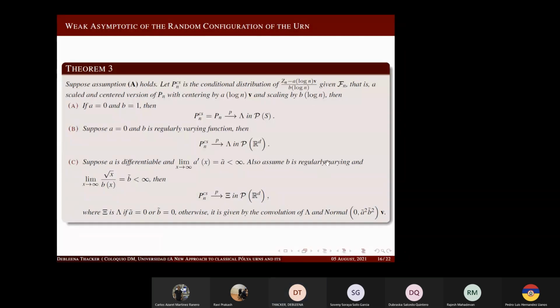So this actually shows us that the embedding that we have is not a bad embedding, and it gives us a lot of nice results. It tells us that if our associated Markov chain is good and has nice properties, then those properties are inherited by our urn model.